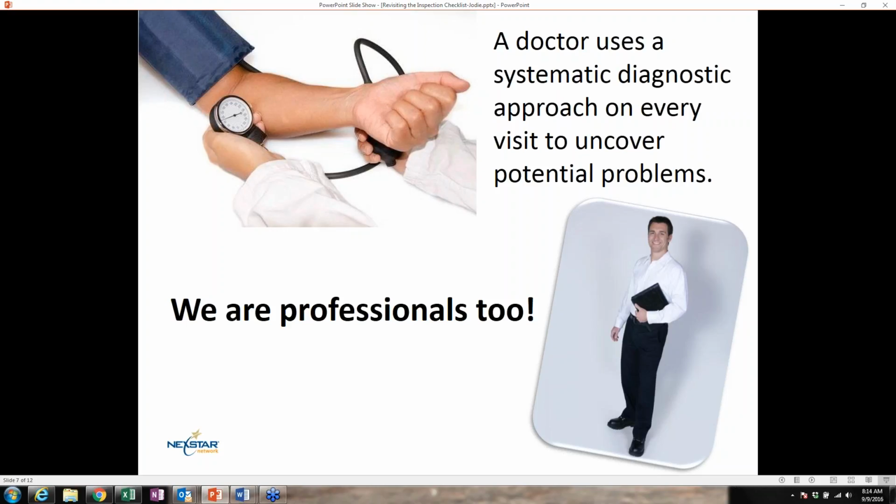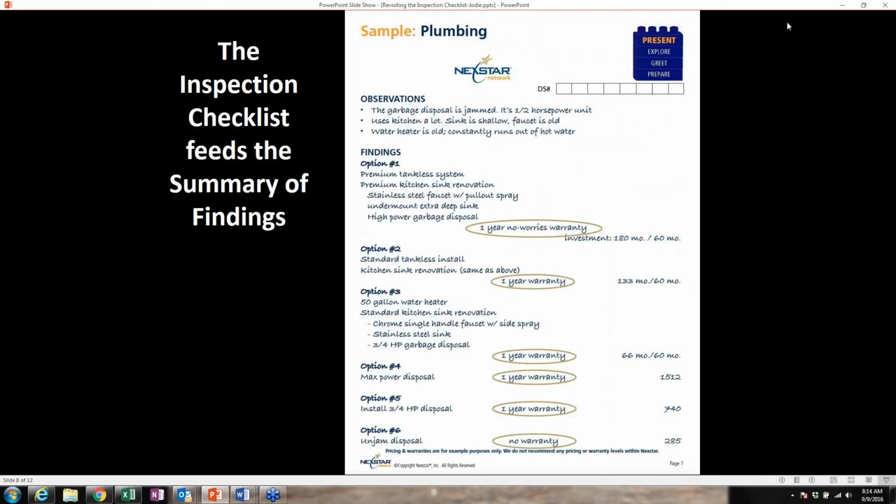Let me make a note of that, documenting those issues. All right, this is just such a useful tool, and the more you slow down and really use it to its full effect, it's really going to help populate this guy, the summary of findings. We get a lot of our observations from the client, but the checklist is a great tool to help us uncover some of those things so that we can share our observations on the summary of findings.